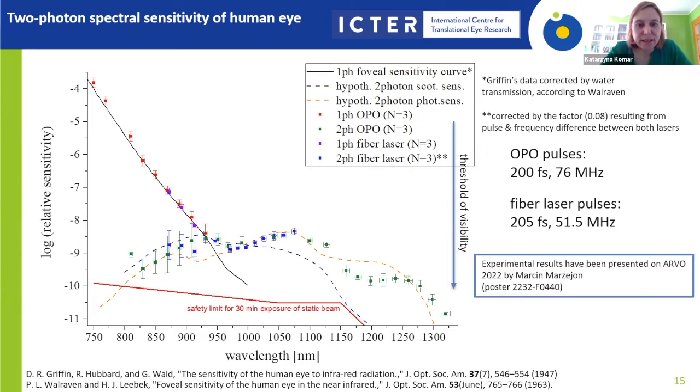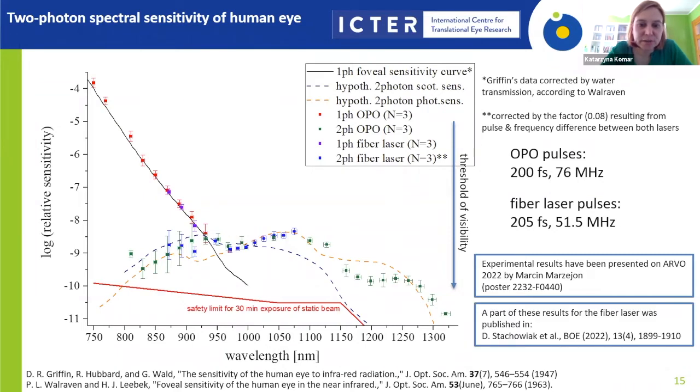And these results have been presented this year at ARVO by Marcin Marzejon. He has a poster, and you still can see that poster because it is still available to the end of June. Also a part of these results have been published in a paper in BOE this year. This paper is mainly devoted to this laser, which was especially designed for us, but also there are some exemplary results, some points from this curve.